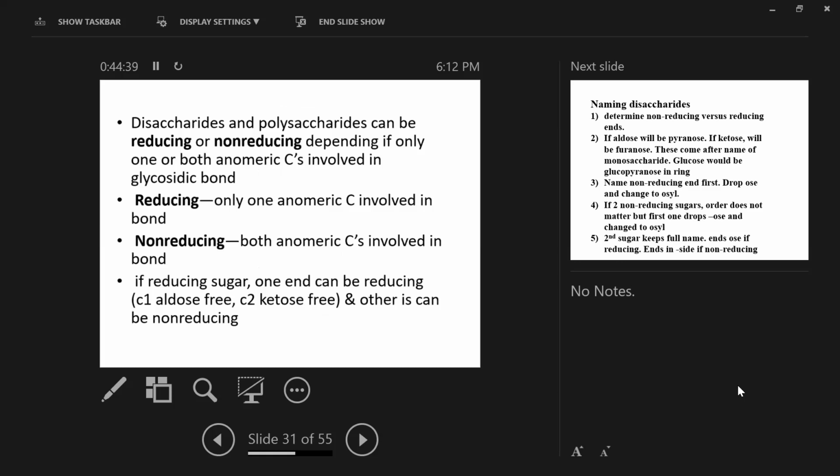So if it's a reducing sugar, one end can be reducing. And that would be if carbon number 1 of an aldose is free or carbon 2 of the ketose is free. But if both are aldehydes and both carbon 1s are joined together, then if we have 2 aldoses with carbon 1s joined together, it won't matter, but it'll be all non-reducing. If carbon 2 of a ketone was joined to another carbon 2 of a ketone or ketose, it would both be non-reducing. And if carbon 1 of an aldose was joined to carbon 2 of a ketose, then it'd also be non-reducing, non-reducing. But typically carbons 1 and 4 are joined together when one's non-reducing and one's reducing.